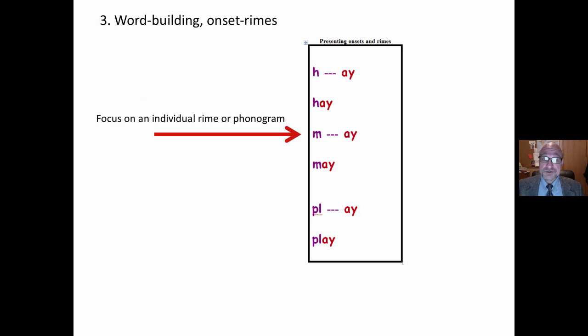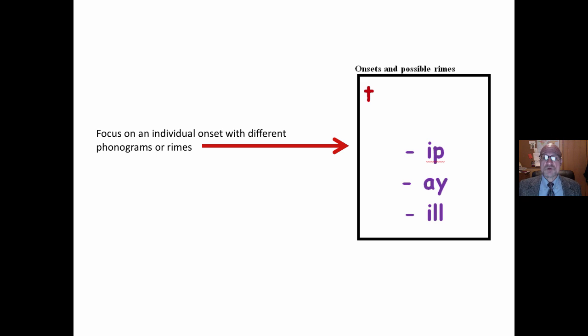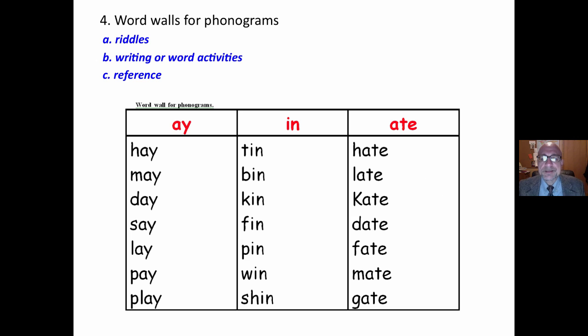Word building, sometimes known as onset rhymes. You present the onset and then the rhyme. H plus ey is hey, m plus e is me. So we're focusing on individual rhymes, and that is spelled correctly, or phonograms. These are the 38 most common phonograms. You could also focus on the onset and add different rhymes. T plus ip is tip. Good. All right.